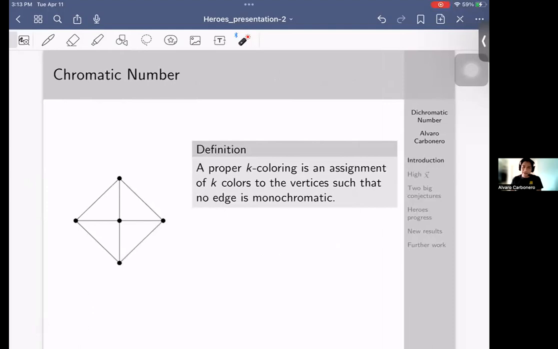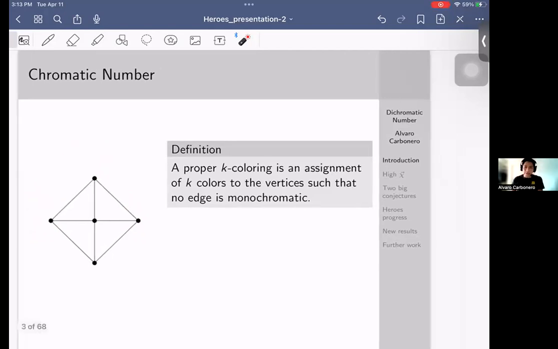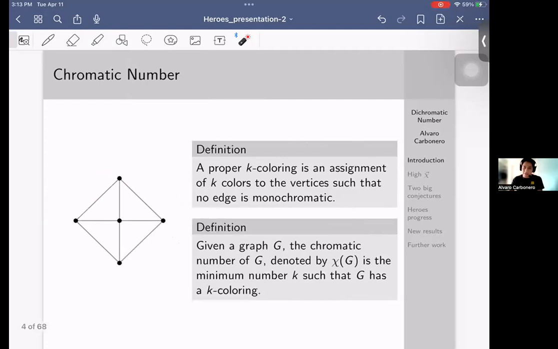So let's start by just having some definitions. A proper K coloring is an assignment of K colors to the vertices such that no edge is monochromatic. It's one of the most basic definitions we see in graph theory, maybe even in the first week of Graph Theory 101. We simply assign colors to the vertices such that in the end, every edge is not monochromatic. So for example, this would not be a proper coloring because we assigned red to both ends of an edge.